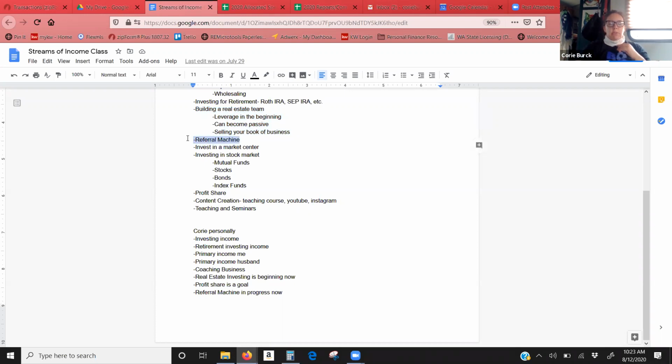Next is a referral machine. This one's obviously for realtors. This isn't necessarily for anyone else. But if you are someone who knows people in a lot of different areas, or you have connections in other areas, it's a good idea to set up a specific part of your business plan to be a referral machine.